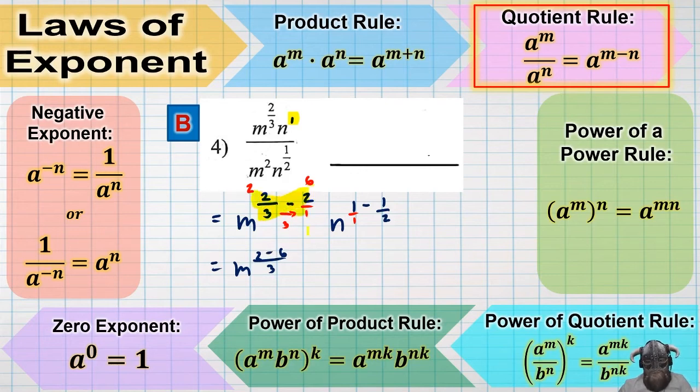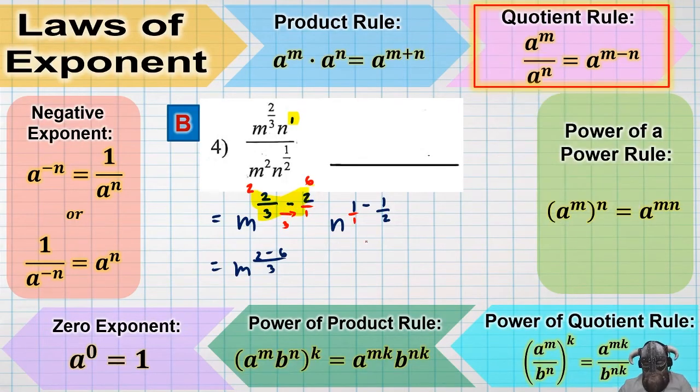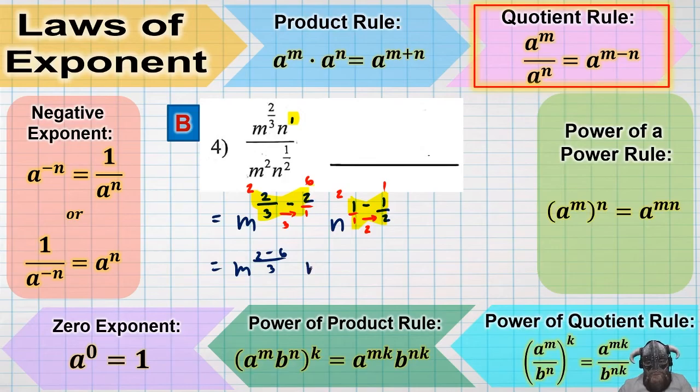So, kay n naman, gamitin natin ulit yung technique kanina. So, we have 2 times 1, that will be equal to 2. And then, 1 times 1 is 1. And then, multiply natin itong sa baba. 1 times 2 is 2. So, for the exponent of n, that will be n raised to 2 minus 1 all over 2.